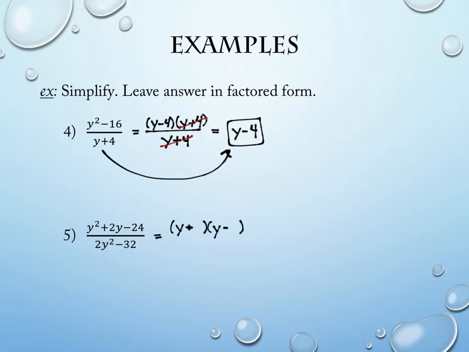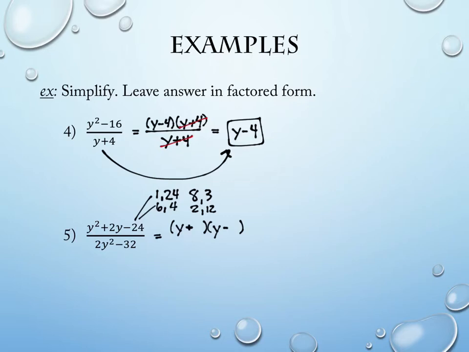I need numbers that multiply to 24. So kind of like when I did the AC method, let's write out some options. I mean, I can do 1 and 24. What else can I do? 6 and 4, 8 and 3, or 2 and 12. Right? I have 4 choices. We can pick one. I'm going to pick 6 and 4.